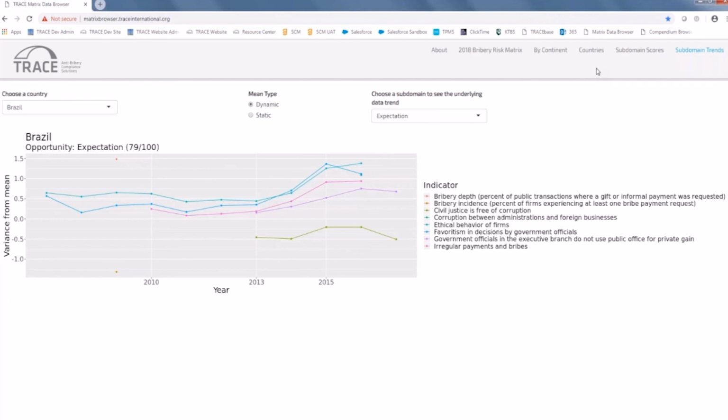On the theory that more information is better and more thinking and more particularized thinking is better. In any event, you can see that there is an overall trend from about 2003 up until 2005. You have pretty much all of the annual indicators here, including whether civil justice is free of corruption, whether there's corruption between administrations and foreign businesses, the degree of favoritism in decisions by government officials.